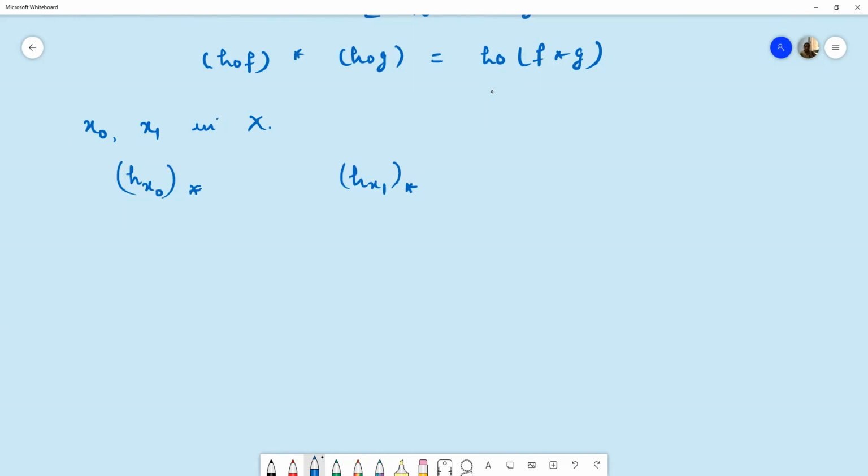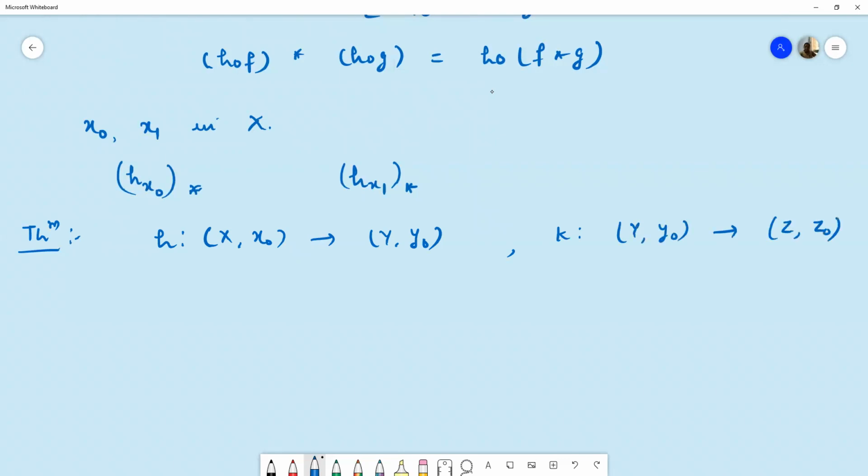So now we come to this theorem, which proves that if H is a mapping from (X, x₀) to (Y, y₀), and K is a mapping from (Y, y₀) to (Z, z₀), and suppose these two are continuous mappings, then first of all we have to prove that (K∘H)* is equal to K* ∘ H*.